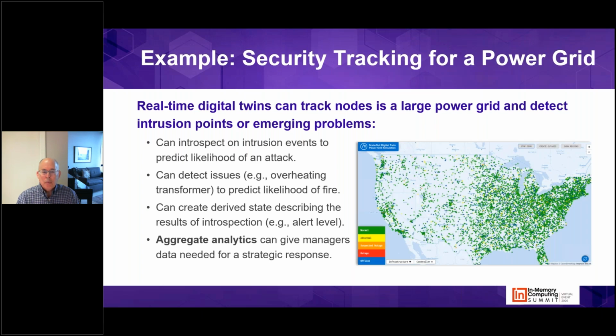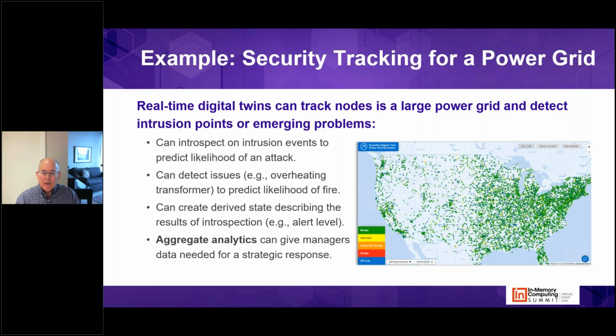And so by having this information, the real-time digital twins can derive a curated value for the level of concern. We could call it here an alert level, which is a derived value from this raw telemetry coming from all of these nodes in the power grid. And then aggregate analytics can give managers the data that they need to identify whether the problem is originating in one place or multiple places and how the problem is migrating.